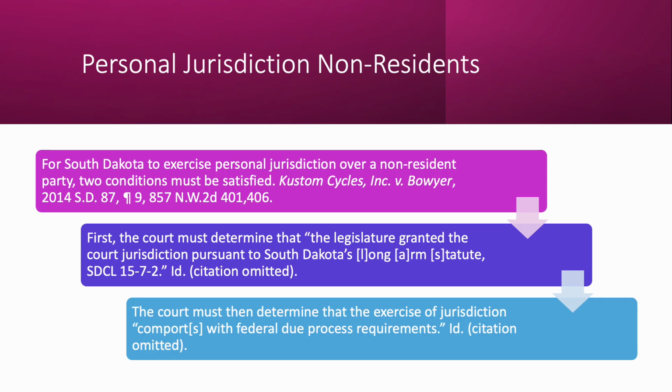What happens if you're a non-resident? Well, South Dakota has dealt with this topic as well, and it says that you can exercise jurisdiction over a non-resident as long as, first, the legislature has granted the court jurisdiction pursuant to South Dakota's long-arm statute, which is 1572, and the court must then determine that exercising the jurisdiction over a non-resident complies with federal due process requirements. And this was released by the South Dakota Supreme Court in 2014 in the Custom Cycles versus Bauer lawsuit.